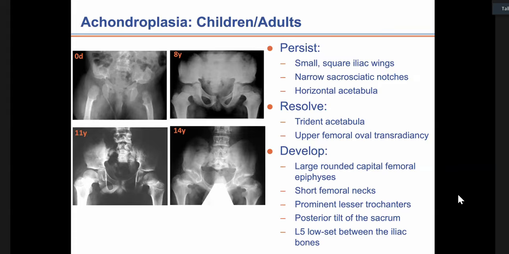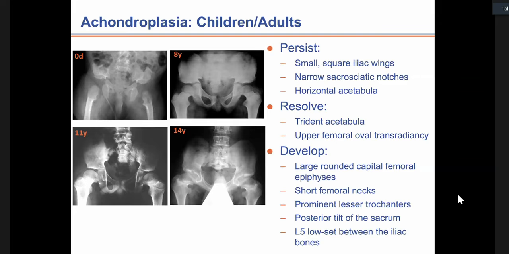In fact, the proximal femoral epiphyses become relatively enlarged. The femoral neck becomes short. Because they get an increasingly horizontal sacrum with the posterior tilt, you might find L5 situated very low between the iliac bones. So the features that you see are age dependent.